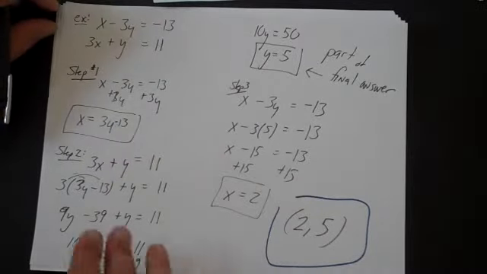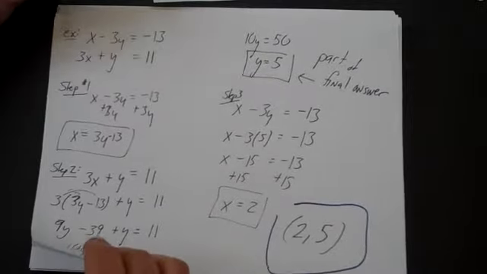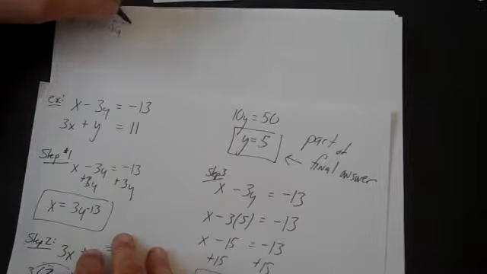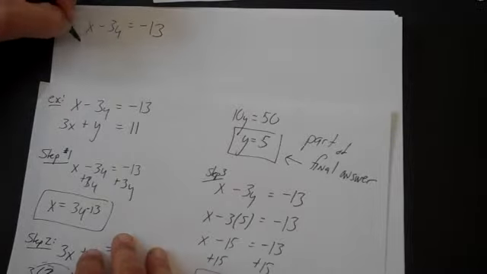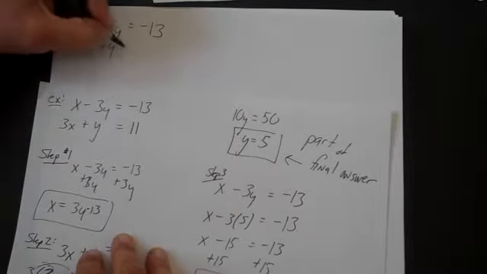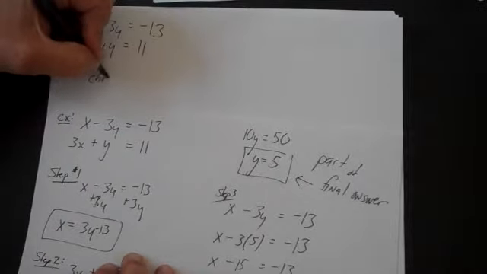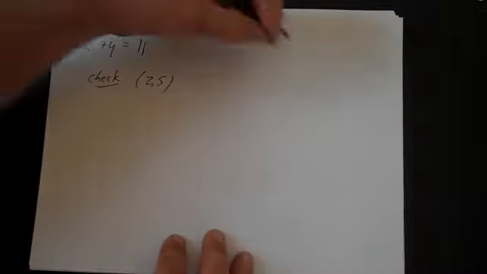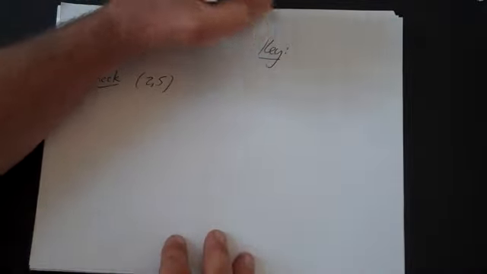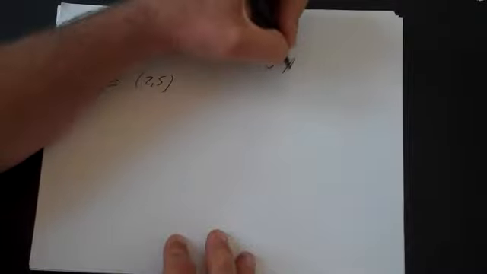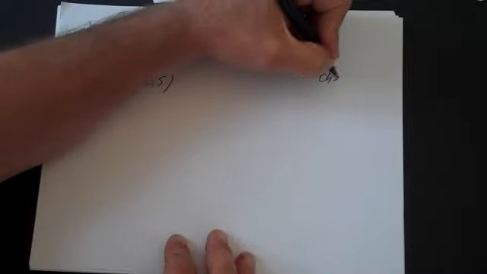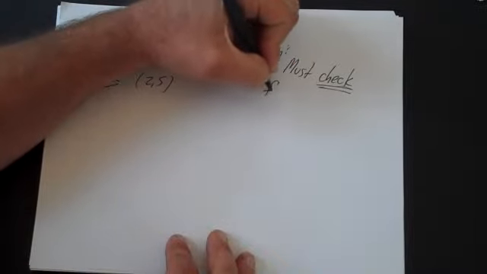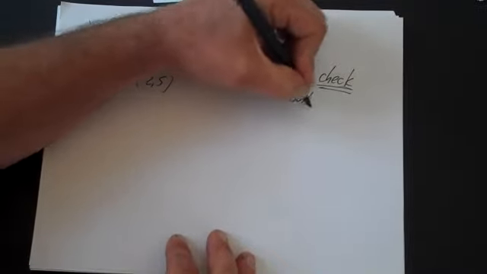Now, how will you check your work? Let's check it, right? So our original problem is x minus 3y is equal to minus 13, and 3x plus y is equal to 11, and we want to check to see if our answer is correct. Well, here's the key rule. The key rule is it must check for both equations. If it works for one and doesn't check for the other, then it's not the solution. So you have to plug it in for both equations.